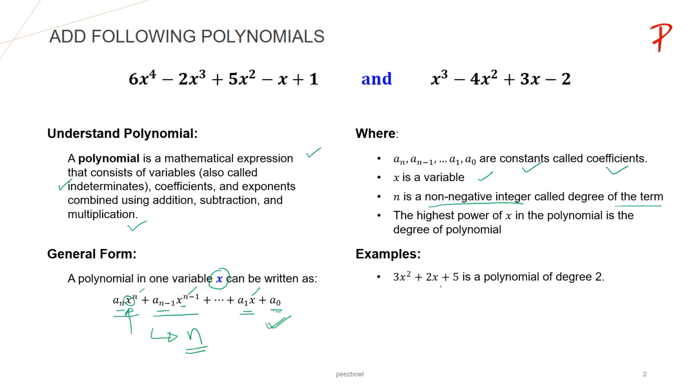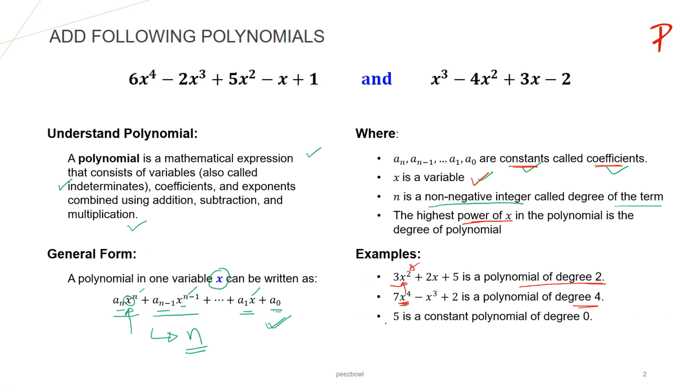3x^2 + 2x + 5. In this case, 3 is a constant and this is called a coefficient. x is the variable and 2 is the power of x, right, in the polynomial. So 2 is the highest power of x, and this polynomial has a degree of 2. Okay. In this example, x has a power of 4 and that is the highest power of x. So this polynomial has a degree of 4.